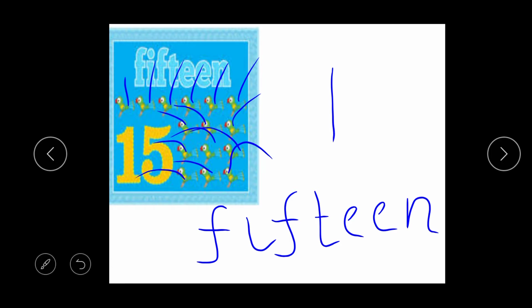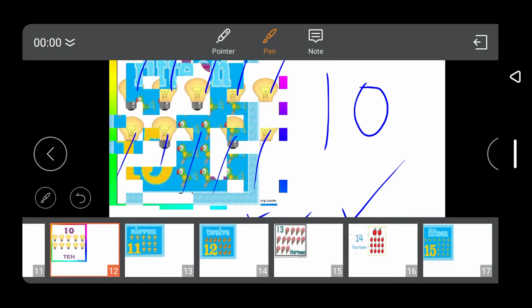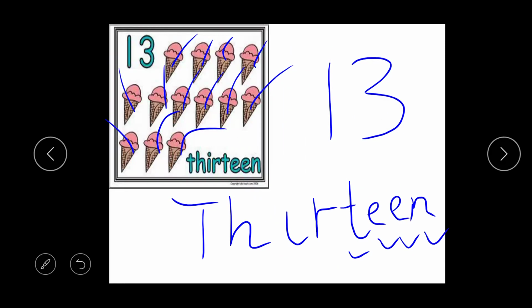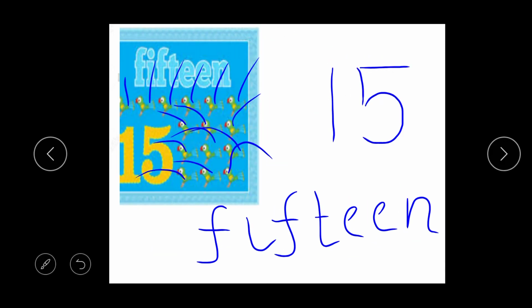15. So let's write 5 in a very nice way. A dash, a big belly, and a dash. Let's write it again. I love to write 15. I want you to write 5 again. A dash, a big belly, and a dash. 15. Wow.